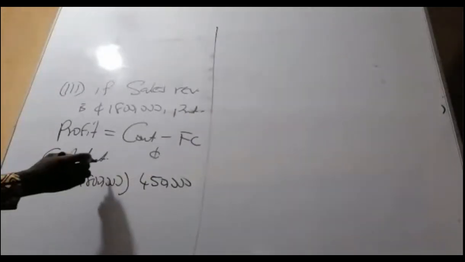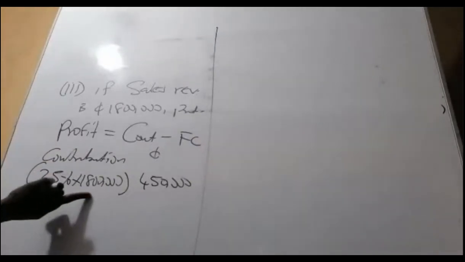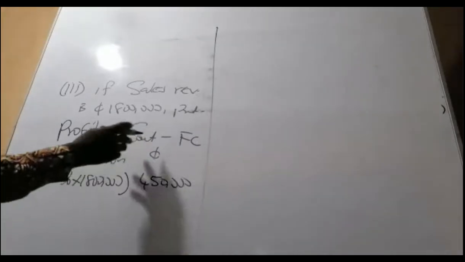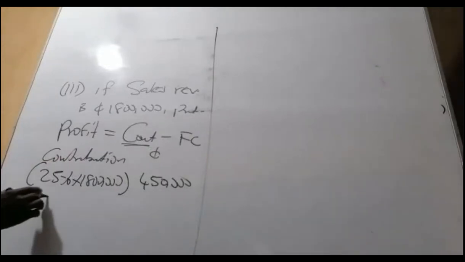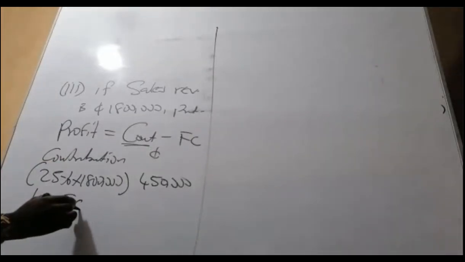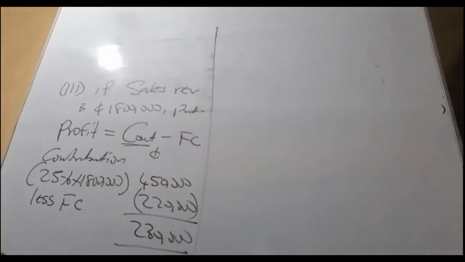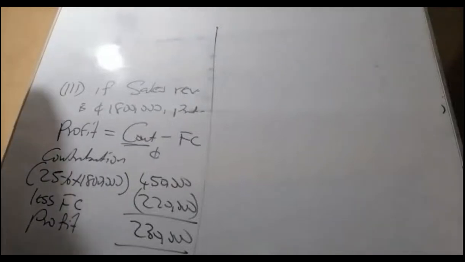So contribution will be the CS ratio times the sales revenue. Good. So now we know the contribution, less the fixed cost. We've already calculated the fixed cost. So less fixed cost, which is 220,000. Agreed. So therefore, profit is 230. Great.